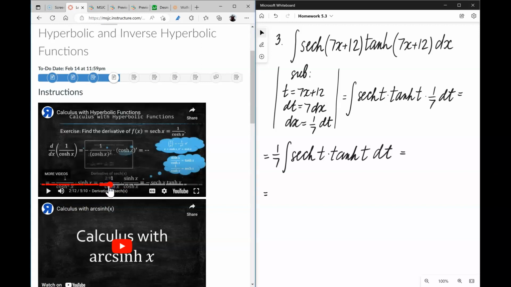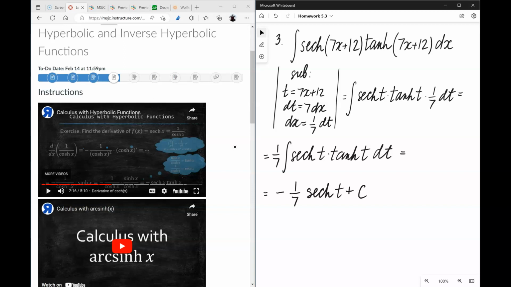So let's check. The negative secant tangent, right? So that means the antiderivative is going to be negative secant. So the final answer would be negative 1/7 hyperbolic secant of t. But instead of t, I'll have to write what t represents, 7x plus 12. And that's the answer.